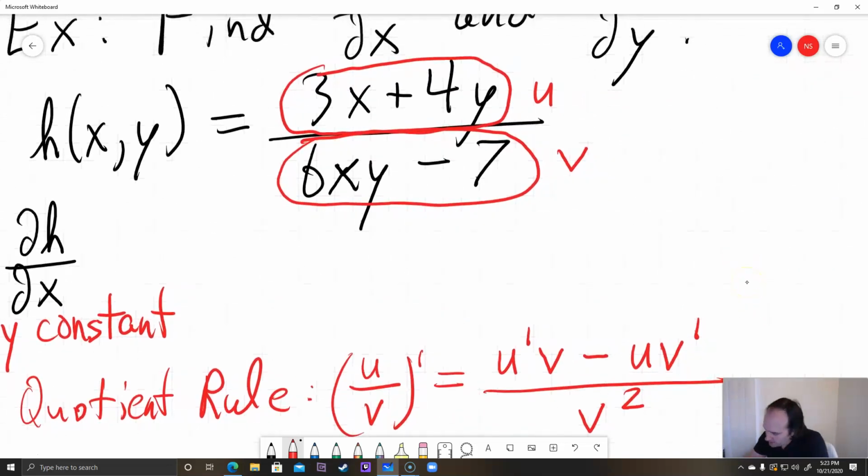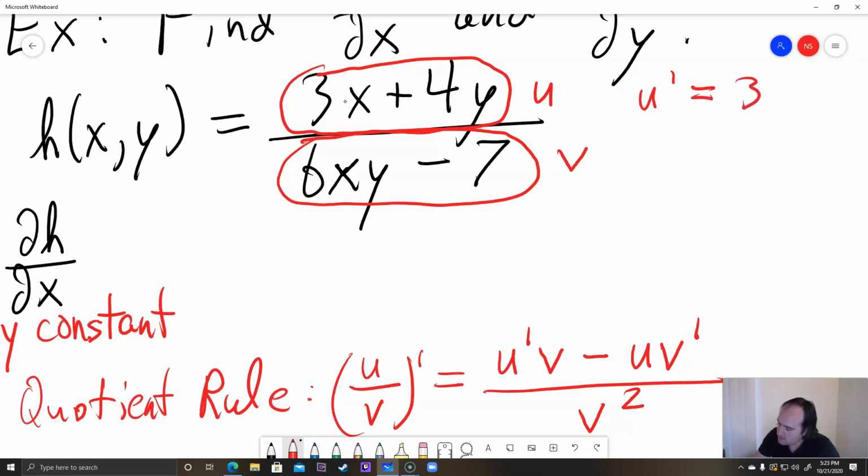So u prime, remember here y is constant, so for the derivative of 3x plus 4y, the 4y is going to be constant, so the derivative of that is 0. And then the derivative of 3x is just going to be 3. Okay, so here u prime equals 3.